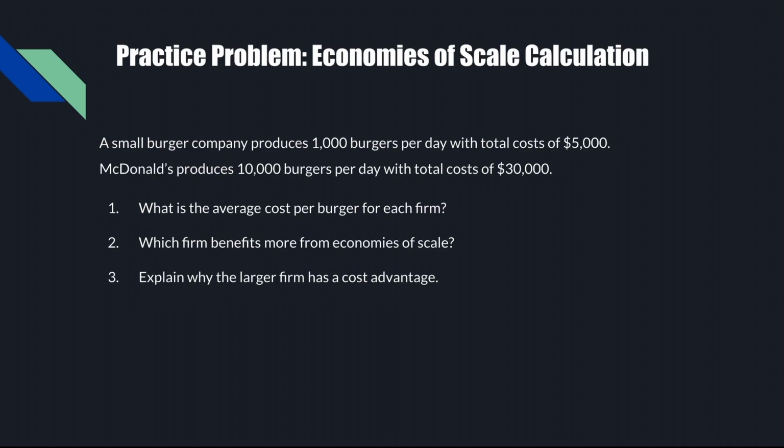So, step one, calculating average cost using the formula. Average cost equals total cost divided by quantity. For the small firm, 5,000 divided by 1,000 equals $5 per burger. For McDonald's, 30,000 divided by 10,000 equals $3 per burger. This shows that McDonald's has the lower cost per burger, demonstrating economies of scale.